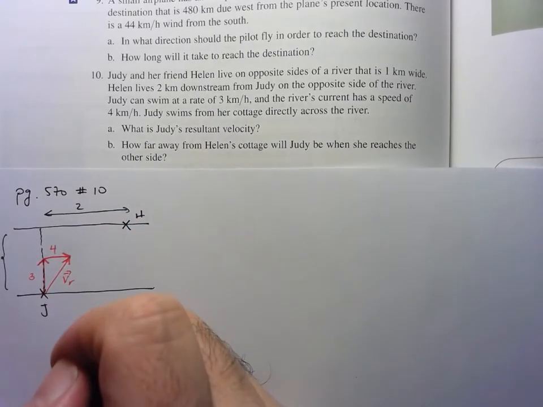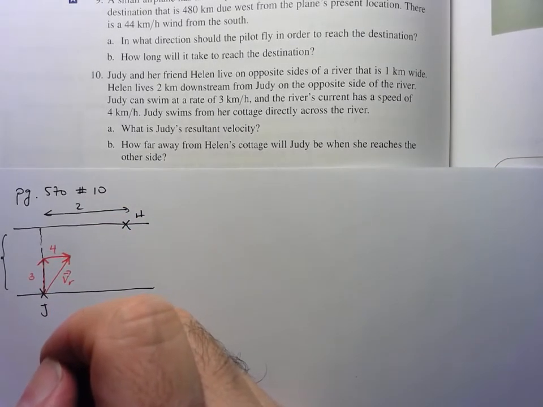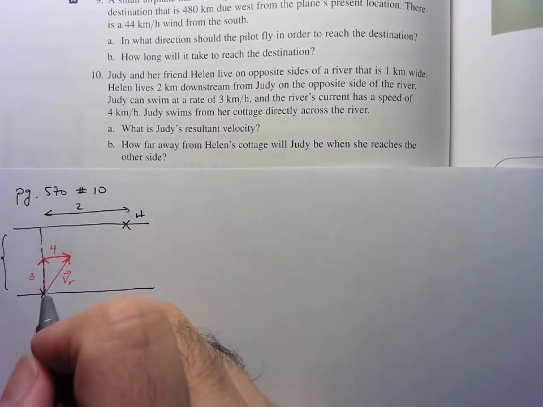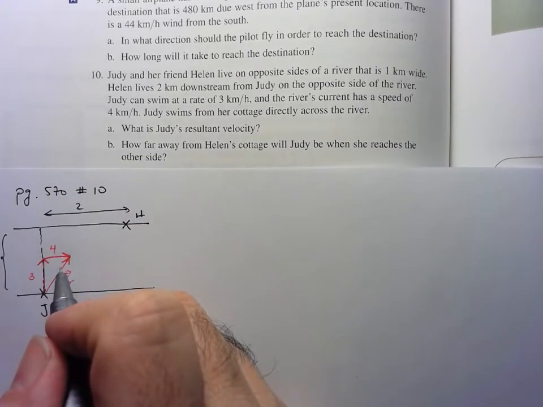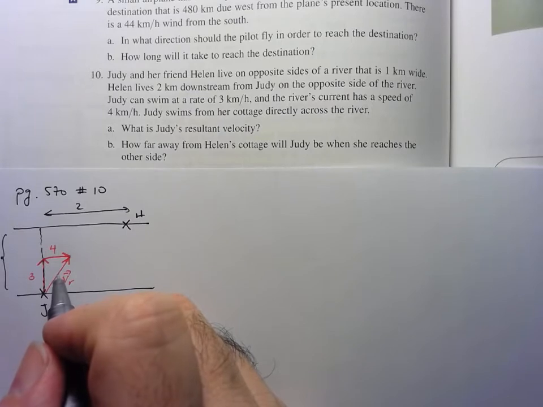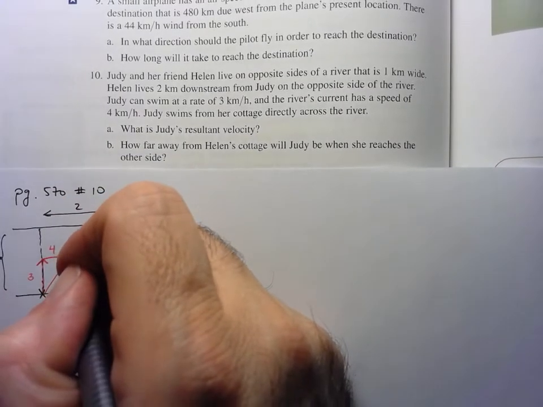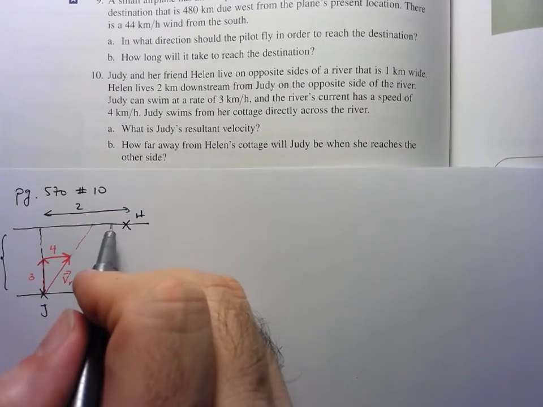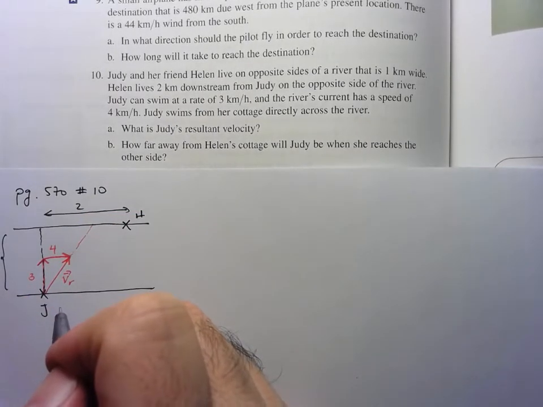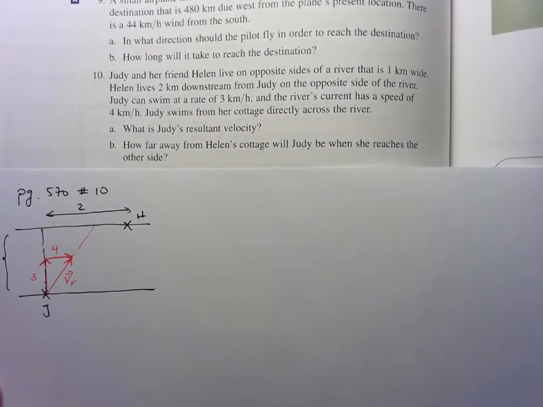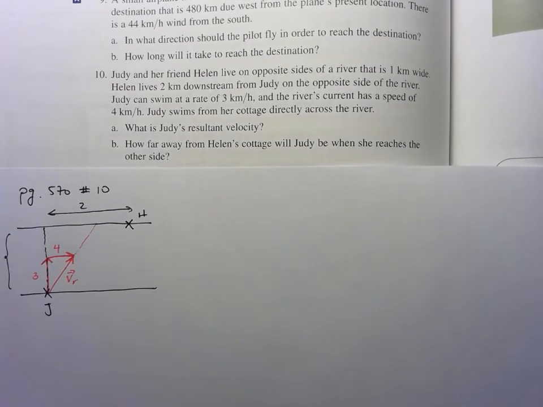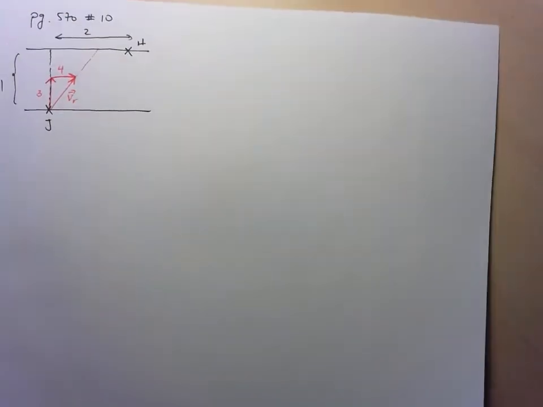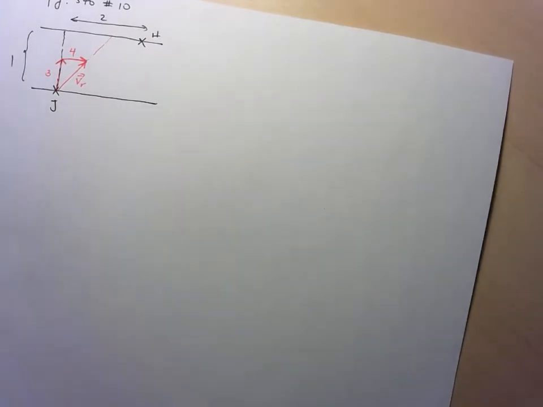Now let's take a look at what they're asking us for. They're asking for the resultant velocity, so we're going to have to find this velocity here. And how far away from Helen's cottage will Judy be when she reaches the other side? At some point she's going to reach the other side, and we've got to figure out how far she is from the cottage. So this is what we have to determine based on what the question is asking. Let's get rid of the textbook here and solve this problem.